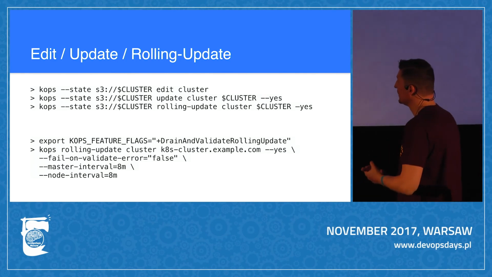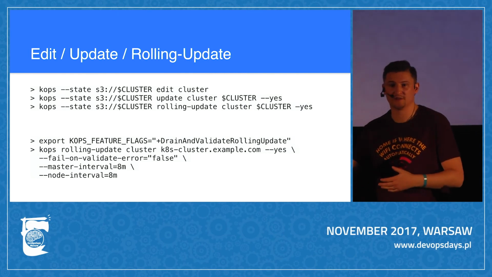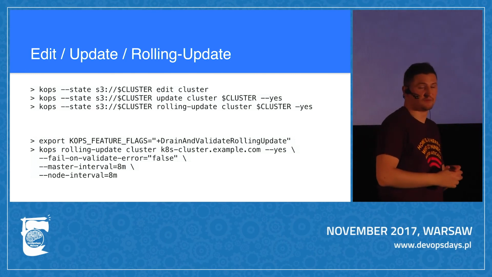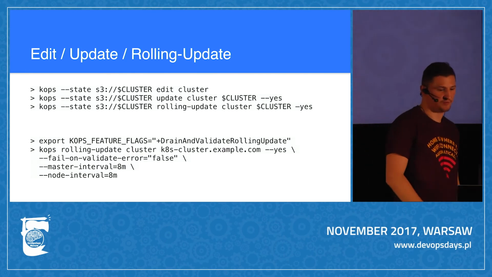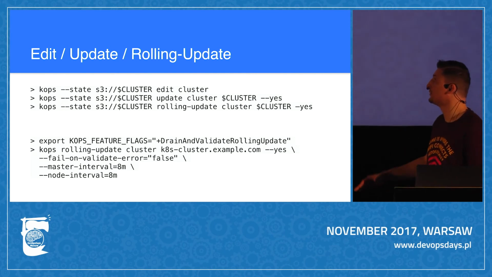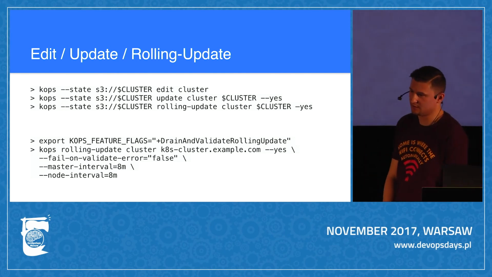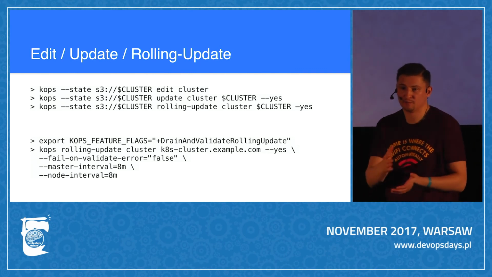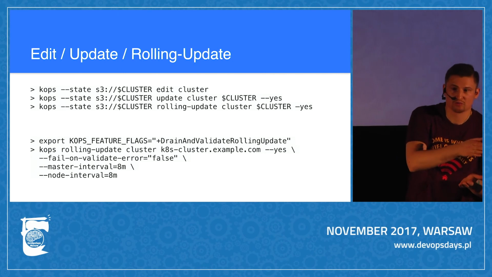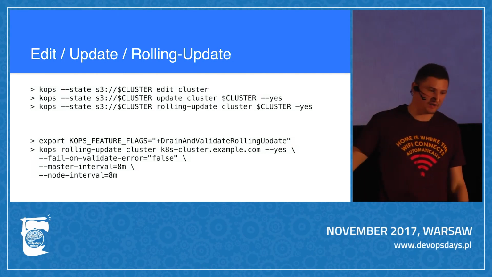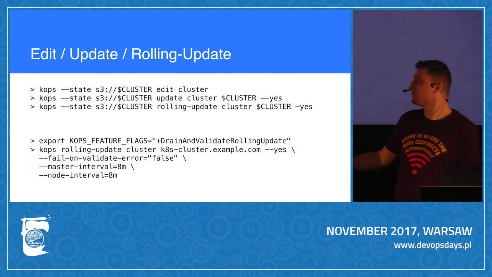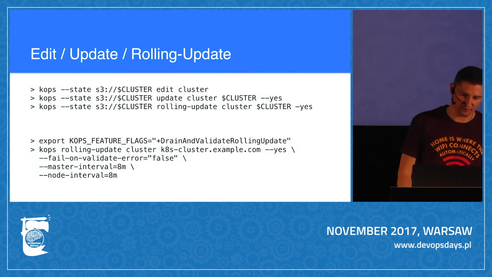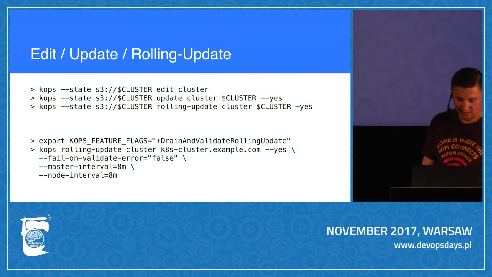We are running the edit cluster command to edit the specification interactively or apply it from the file. The update command is similar to plan in Terraform: it shows what will change. It will also manage resources that were changed by manual action in the AWS account. Then we execute this once again with yes, agreeing with these changes.